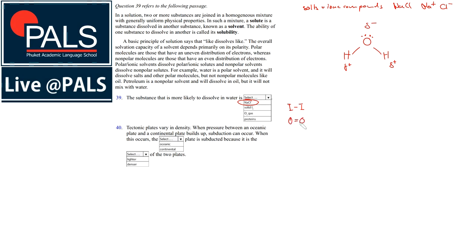Two oxygen atoms bonded together by a covalent double bond. Electrons are distributed evenly between the two, so non-polar. Proteins are usually very, very large molecules, so because of their size, they're usually insoluble.